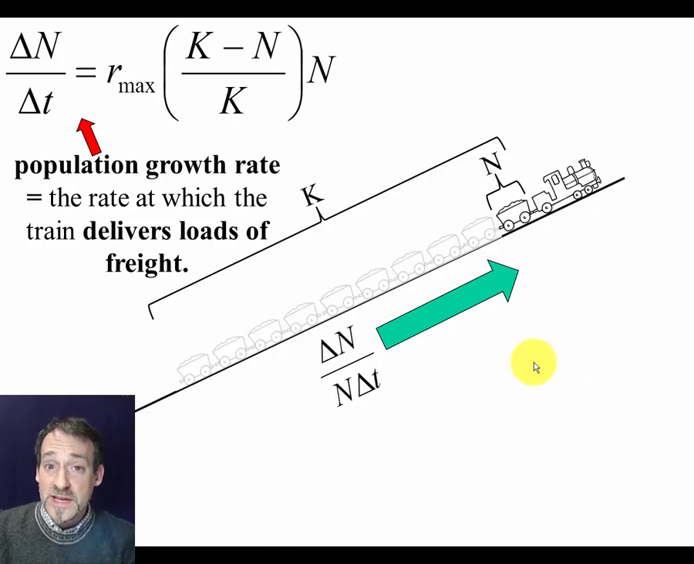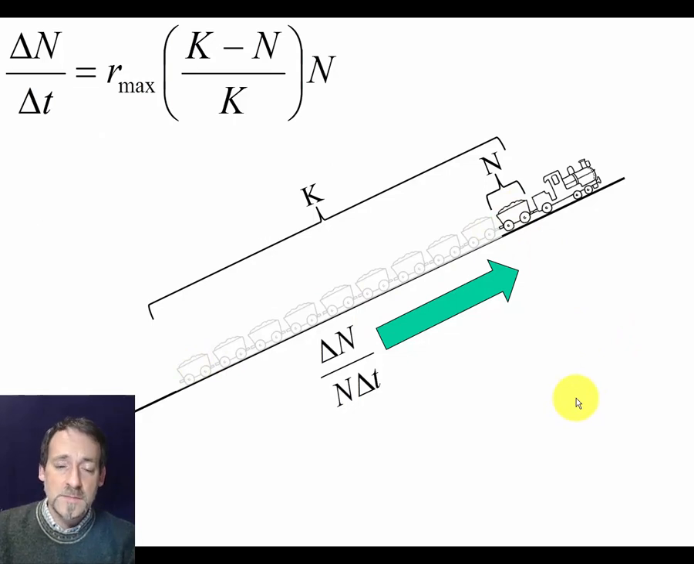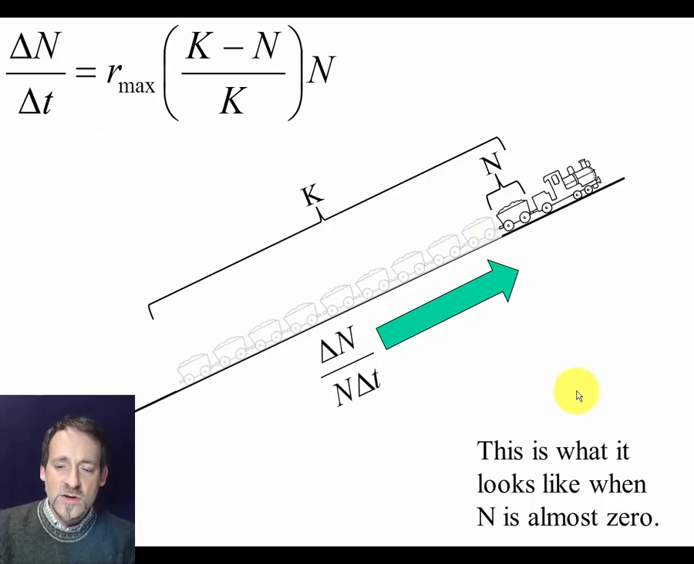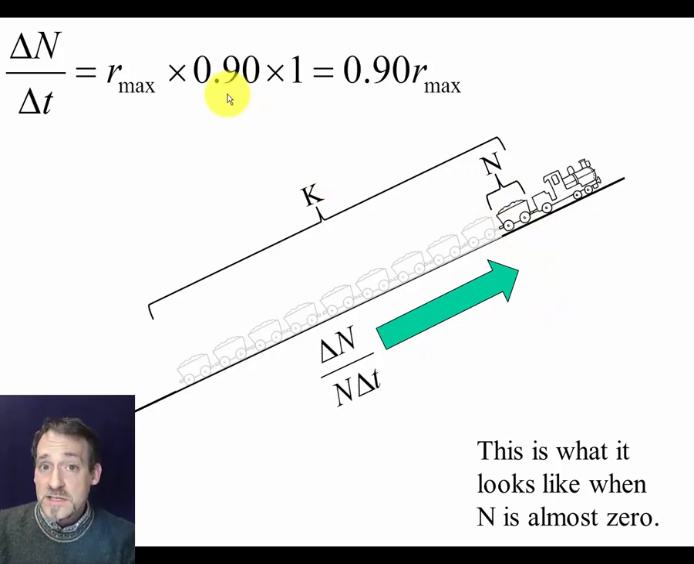Let's take a look at how this plays out. We're going to plug in some numbers again. K is going to be 10 train cars. The locomotive can go at some maximum pace of R max, and it has some number of train cars trailing behind it. When N is almost 0, the train's moving very fast, but there's only one train car. So the speed of the train is 90% of its maximum. It's carrying one train car, so the rate at which it is delivering freight is 0.9 times R max.